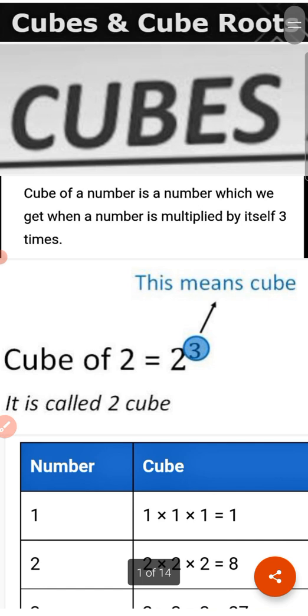So children, today you learn about cubes and cube root. Cube of a number is a number which we get when a number is multiplied by itself 3 times. The cube root of a number is a special value that when cubed gives the original number.